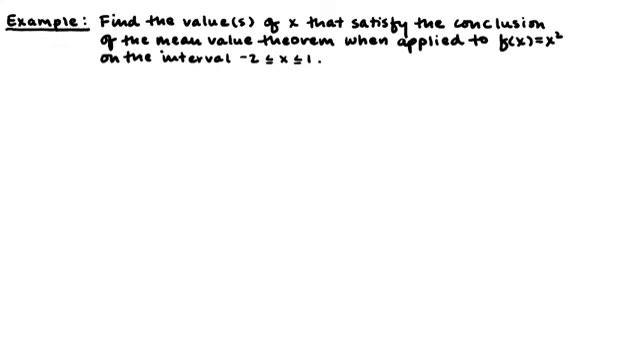All right, and the type of question they might ask you about the mean value theorem is, find the value or values of x that satisfy the conclusion of the mean value theorem when applied to f of x equals x squared on the interval -2 is less than or equal to x is less than or equal to 1. Well, first of all, I'm going to remark that f is differentiable because it's x squared, it's a polynomial.